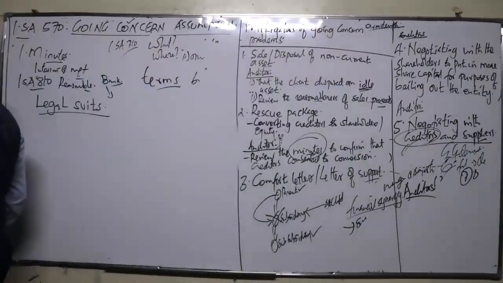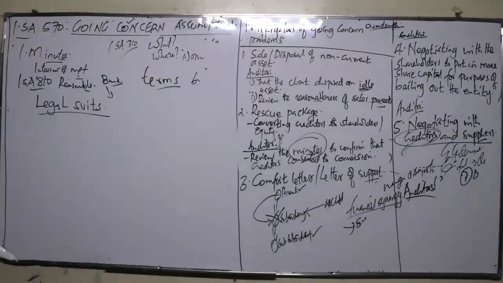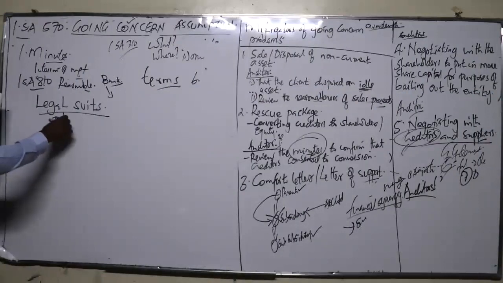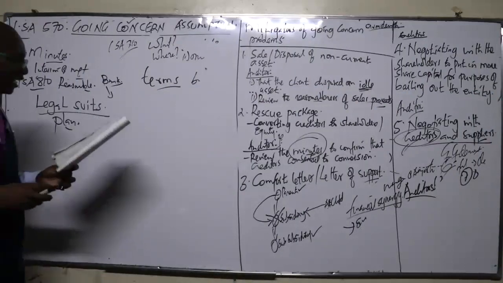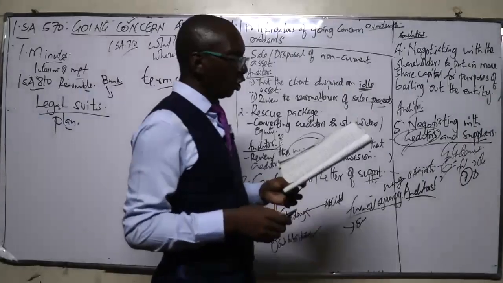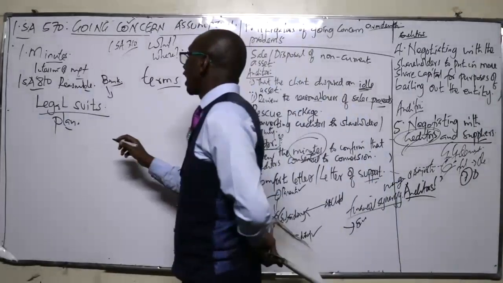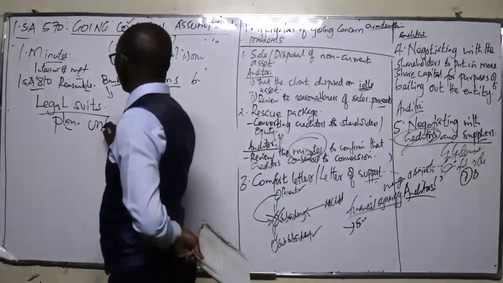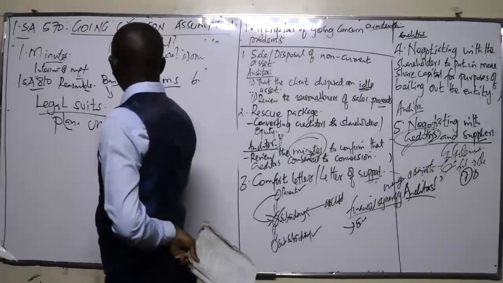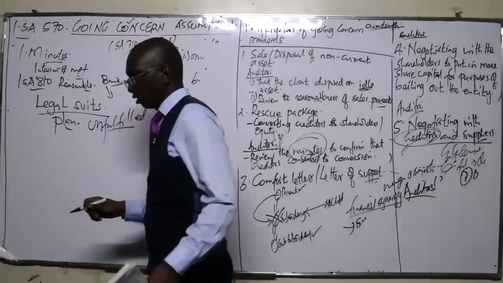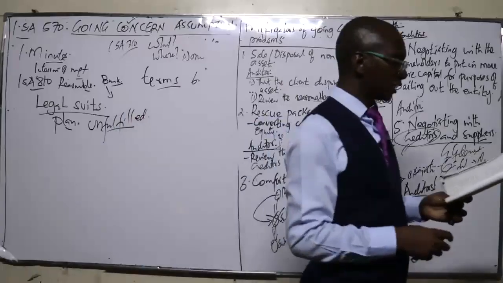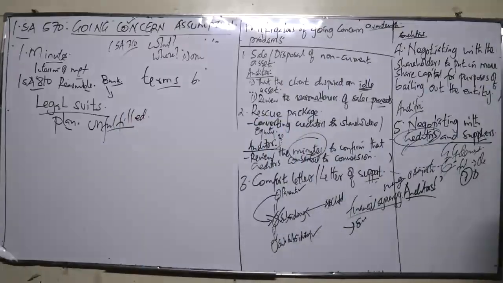Number 6, considering the entity's plan to deal with unfulfilled customer orders.